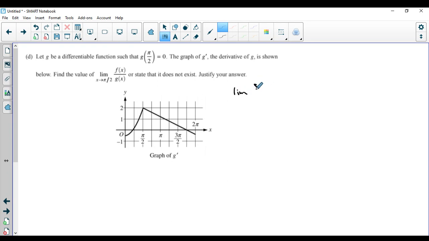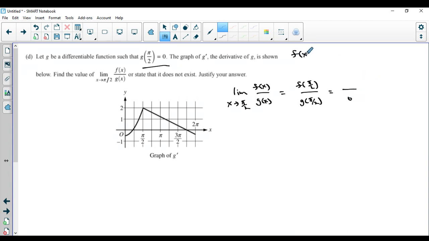So how do I do the limit of f of x over g of x as x goes to pi over 2? Remember, the first thing you should always try in a limit is to directly substitute. So if I directly substitute pi over 2 in for x, I would get f of pi over 2 over g of pi over 2. Well, g of pi over 2, they just told me that. That was 0.